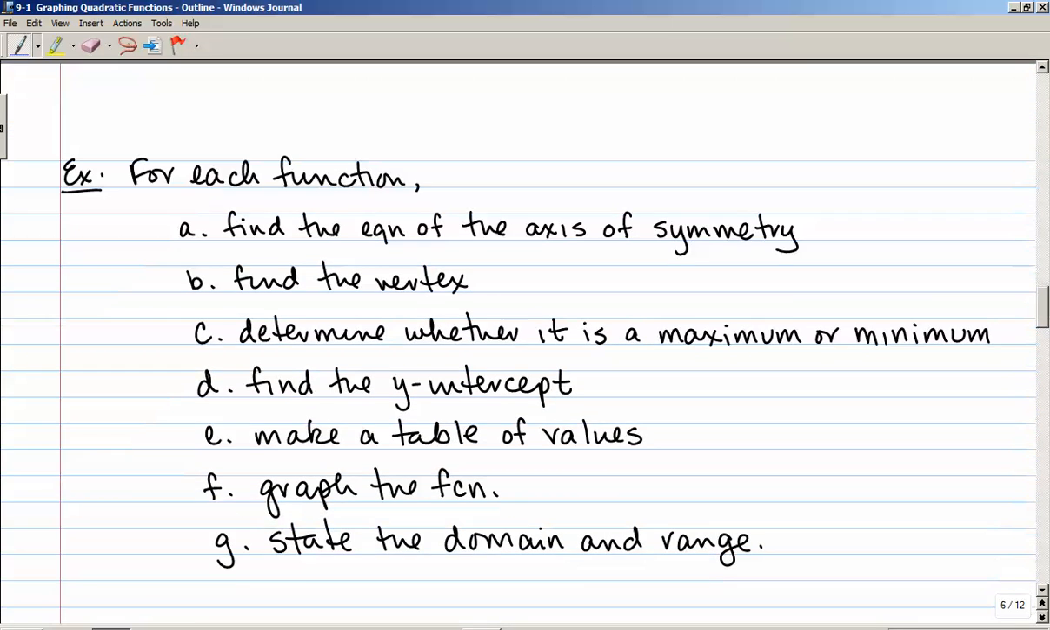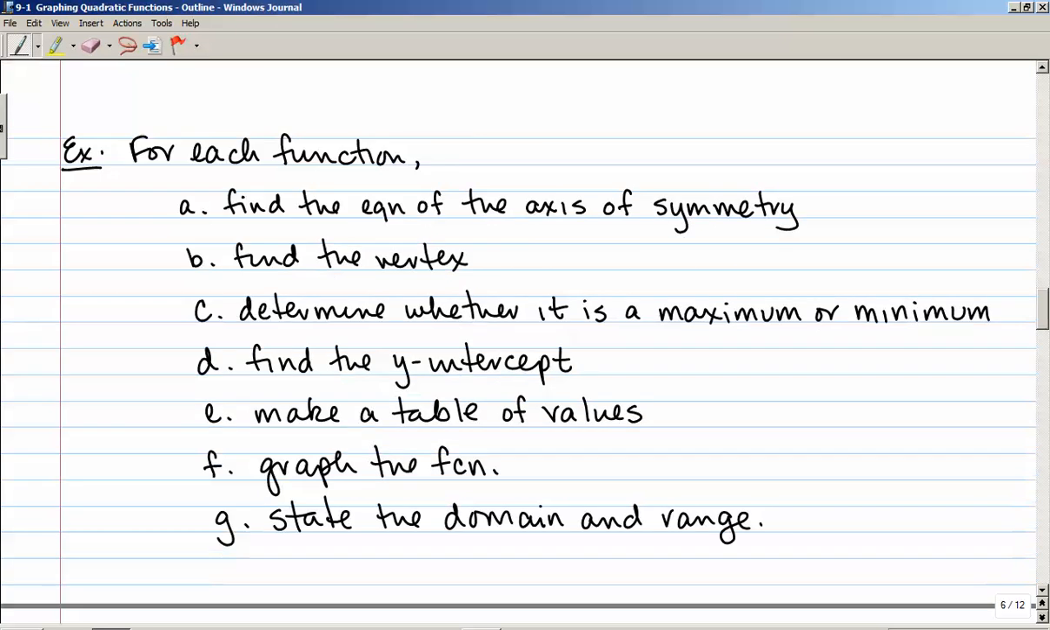We're going to take a look at a couple functions, and we're going to do these 7 things. First, find the equation of the axis of symmetry. Then find the vertex, and determine whether the vertex is a maximum or a minimum value. We're going to find the y-intercept, make a table of values, graph the function, and then state the domain and range. So let's take a look at our first one here.